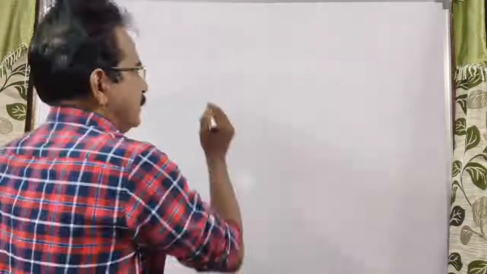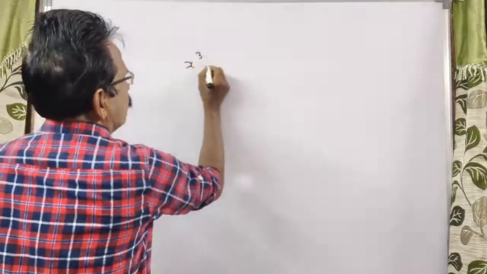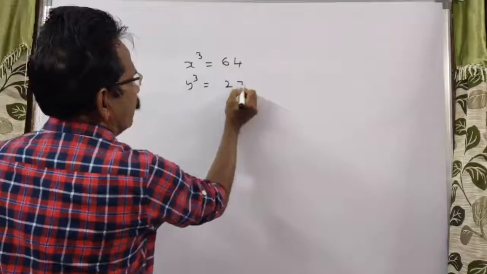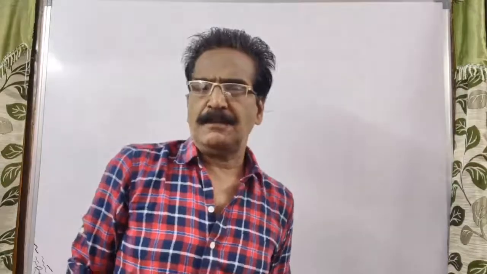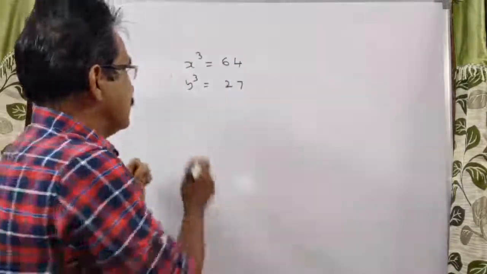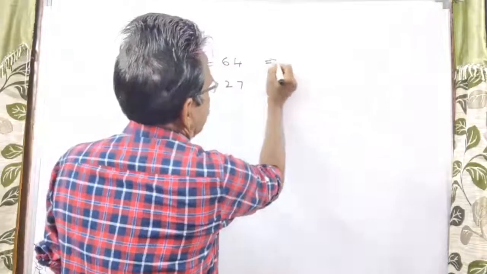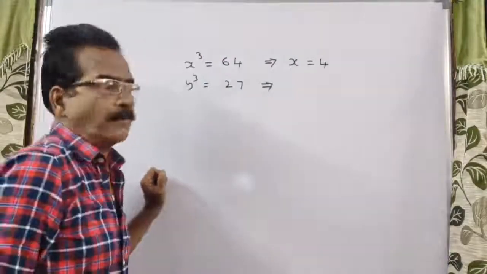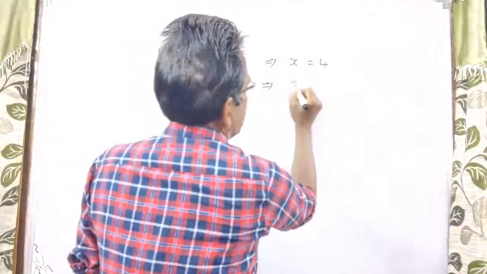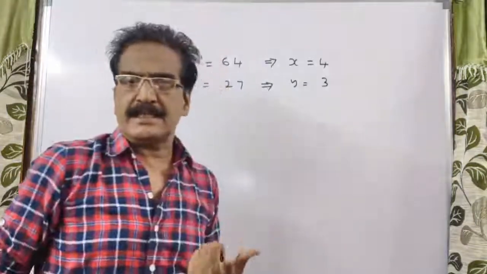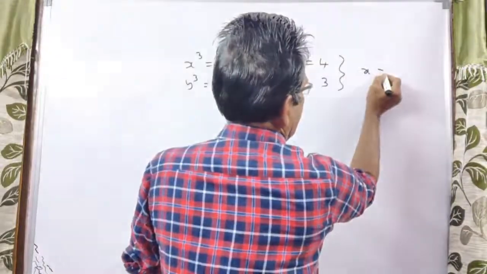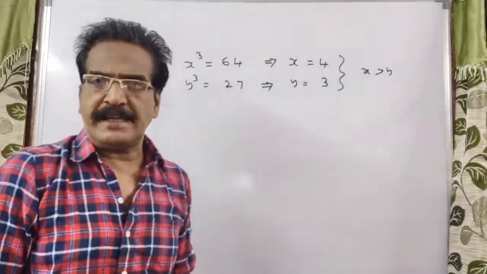Now let us consider this example. x cube is equal to 64 and y cube is equal to 27. In case of odd powers, we don't have any problem because x cube is equal to 64 implies x is equal to 4. It will take only one value, x is equal to 4, and y cube is equal to 27 means y is equal to 3. Here x is equal to 4, y is equal to 3. Clearly x greater than y. So in this case we don't have any problem.